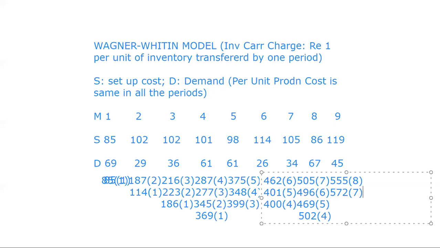So again, I come down here. I produce in period number 6. How much is my cost? 496 plus 2 into 67, equal to 630. Now I come down here. I produce in period number 5.